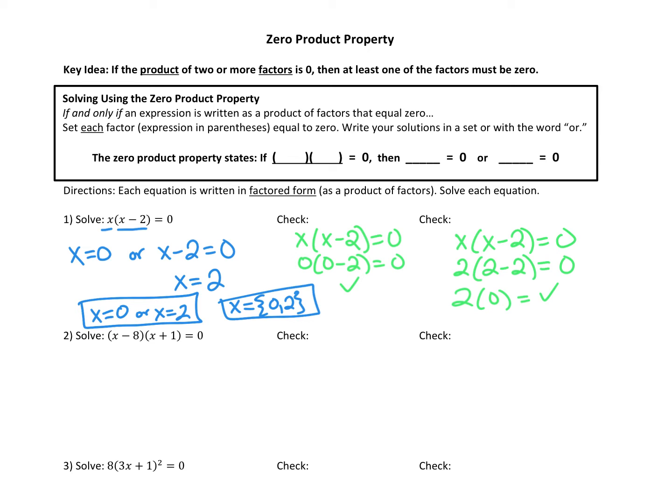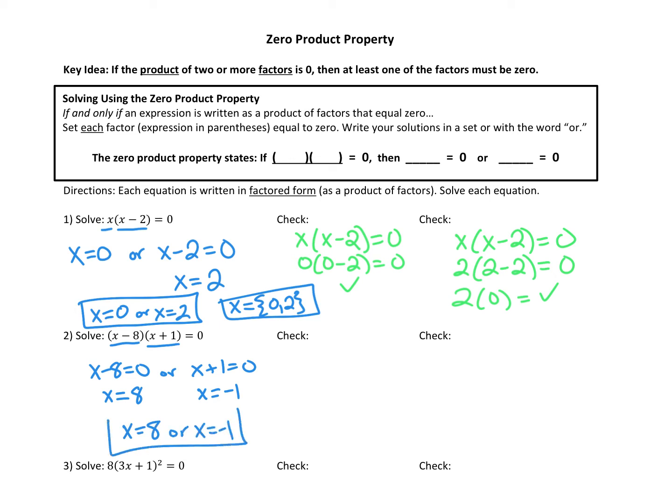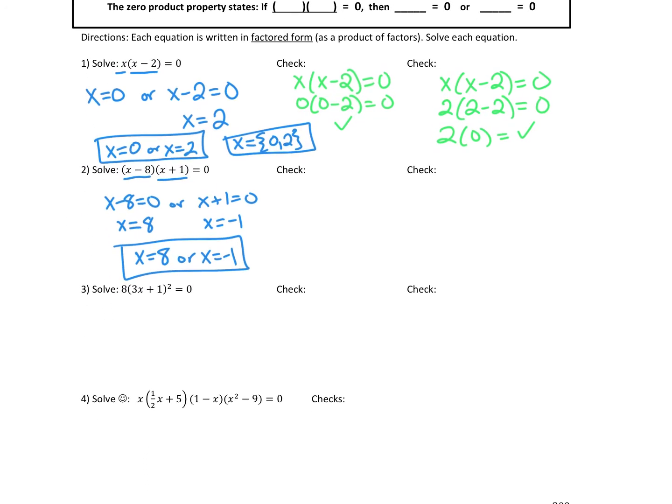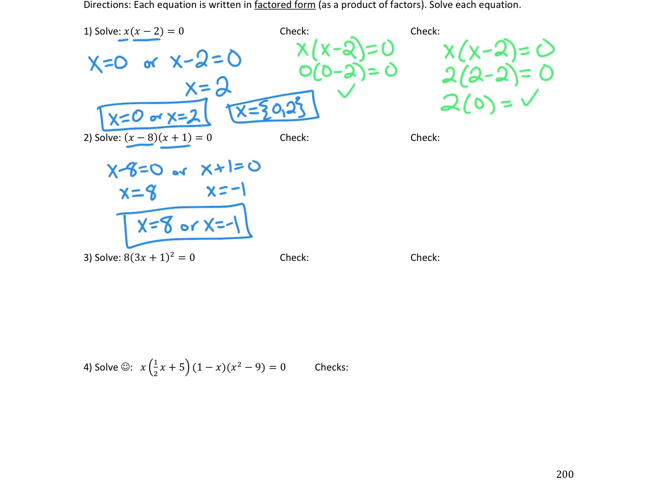Next example. We again have two factors, two binomial factors. We have x minus 8 times x plus 1. So either x minus 8 equals 0 or x plus 1 equals 0. In this case, we would add 8 to both sides and get x equals 8. And in this case, we would subtract 1 from both sides. We get x equals negative 1. So our solution is x equals 8 or x equals negative 1. You'll start to notice that a lot of these could be done, again, using mental math. I'll let you check it using mental math.